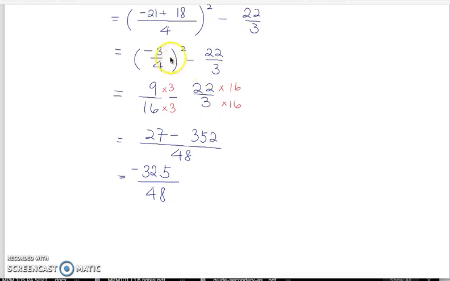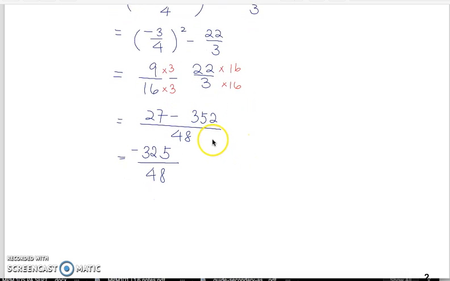And now simplify the power. -3/4 squared is positive 9/16. Subtract 22/3. Now to do the subtraction of the fractions, I need to get a common denominator. And the lowest common denominator is 48. So we need to multiply 3/3 in the first fraction and 16/16 in the second fraction.